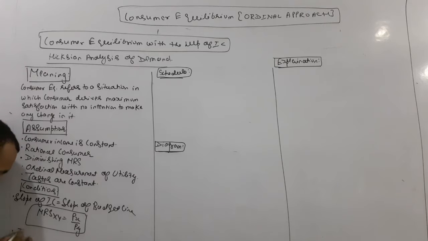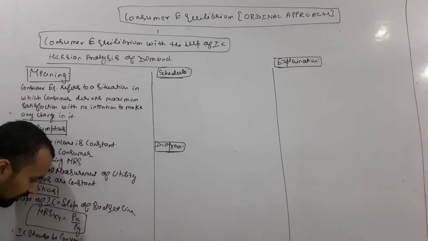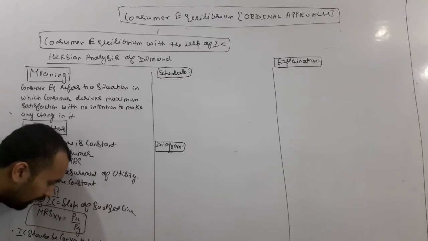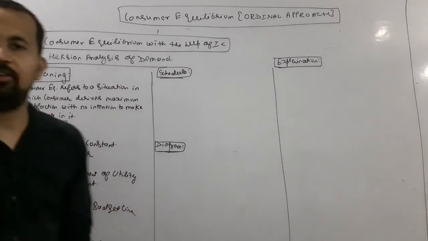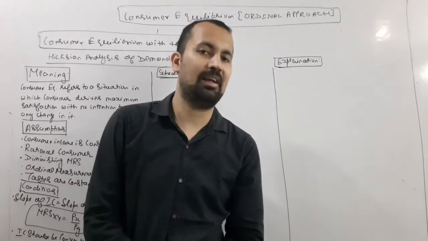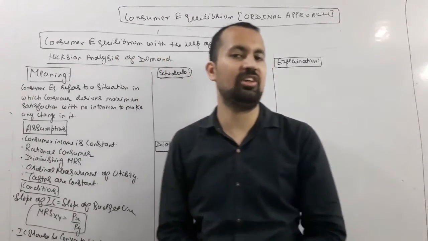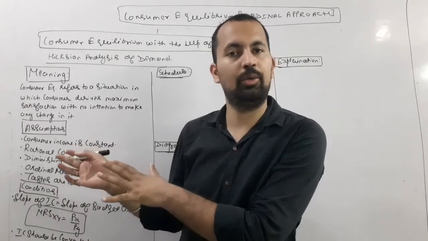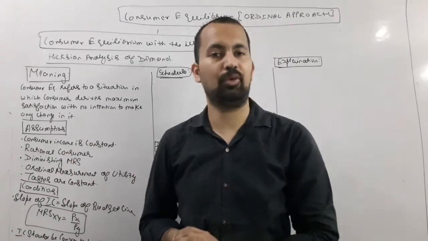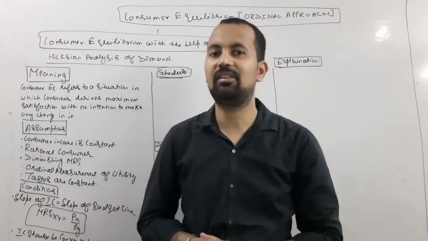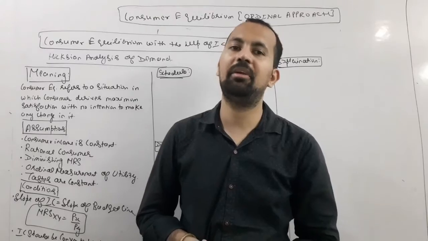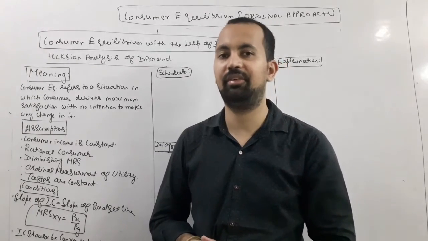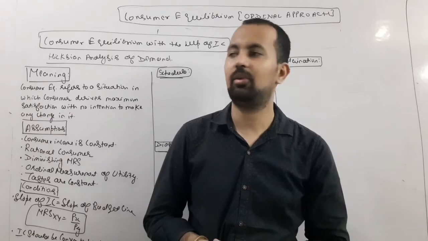Second condition is IC should be convex to the point of origin. This was the situation. Consumer equilibrium is a situation where a consumer gets maximum satisfaction and has no tendency to make any changes in it. Assumptions were already clear to you. The first and foremost important condition is slope of IC equals slope of budget line, that is MRS XY equals Px upon Py. MRS XY can be denoted as slope of indifference curve, and Px upon Py can be denoted as slope of budget line.